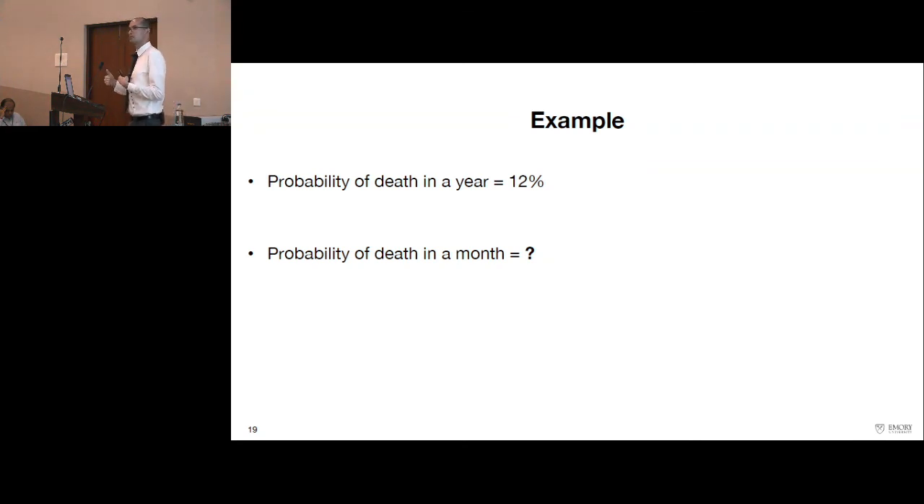When you look up these parameters in the literature, you may find a good enough estimate, but for a wrong time frame. So you will need to transform that to the time frame that's appropriate for your study. So in this example, let's say we found out that the probability of death in a year is 12%. What is the probability of death in a month? Is it 1%? Yes, no? Approximately yes, but not quite.